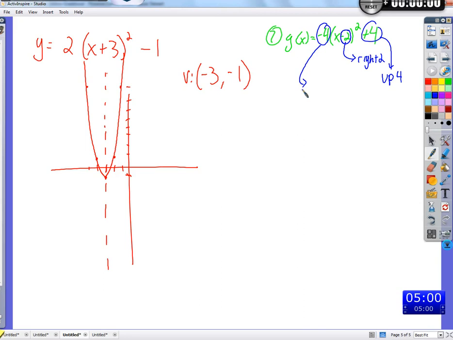Makes it steeper. Steeper, 4 times as steep. And since I circled the negative as well, it does what? Flips it over, flips it vertically. Okay. So that tells us the vertex is at 2, 4. It moves to the right 2. Vertex moves to the right 2 and up 4. There's our vertex right there.